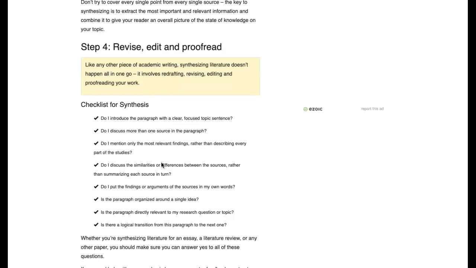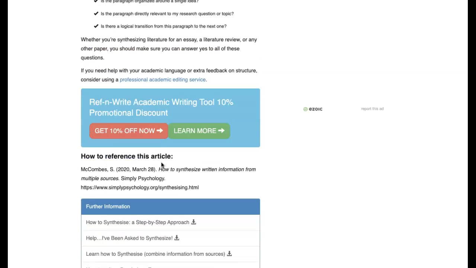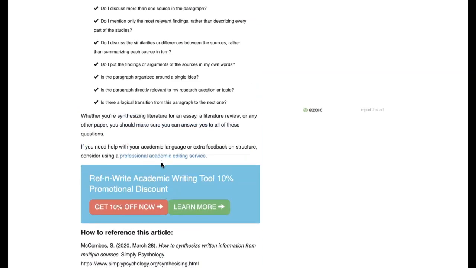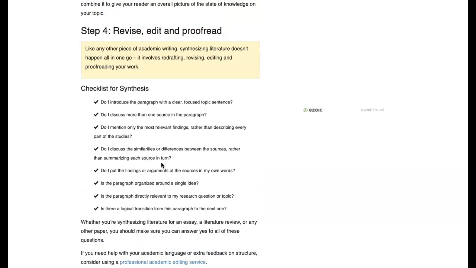So this is not a process that is a one-off. It will show. It is something that needs to be edited very, very carefully.